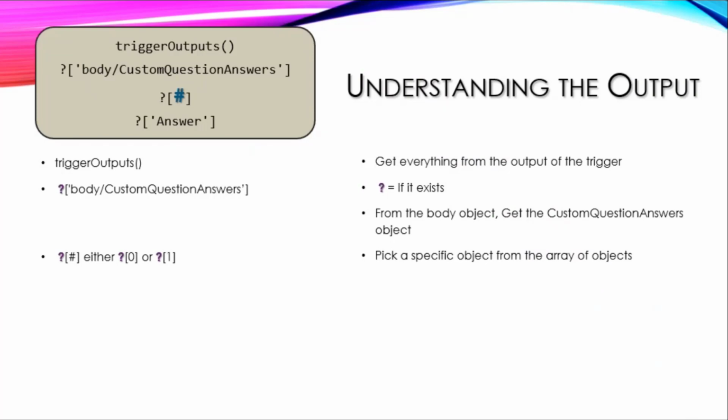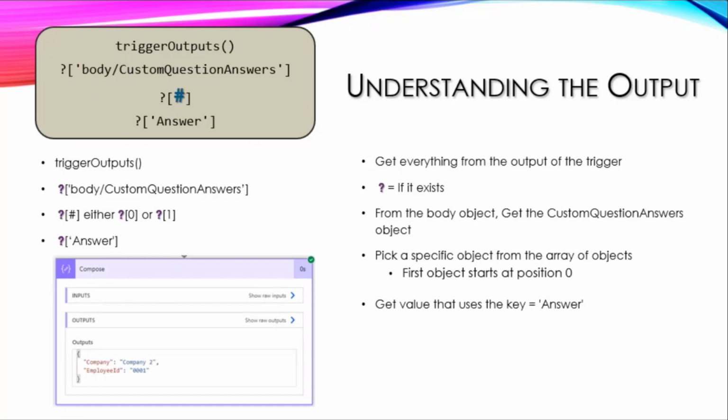And when it's an array, you have to pick that specific object from the array using the index. So the first object always starts at position 0 and then moves up from there. And then I needed the answer field. That was the key that I needed to get. So all that being said, you stick that in this compose action, and now I've got a JSON object with a company value and an employee ID value.